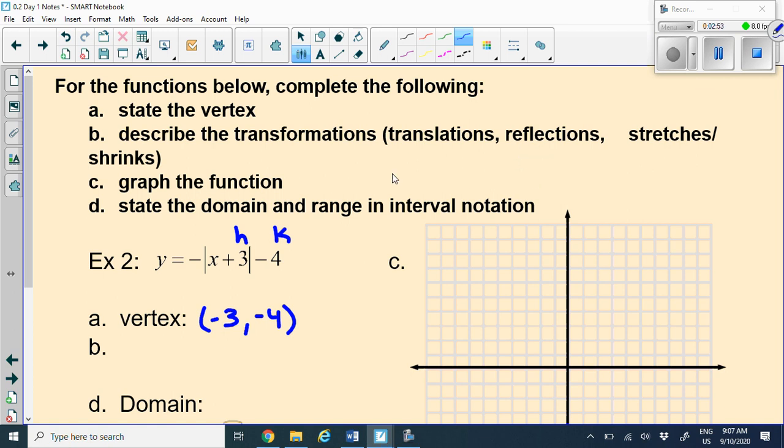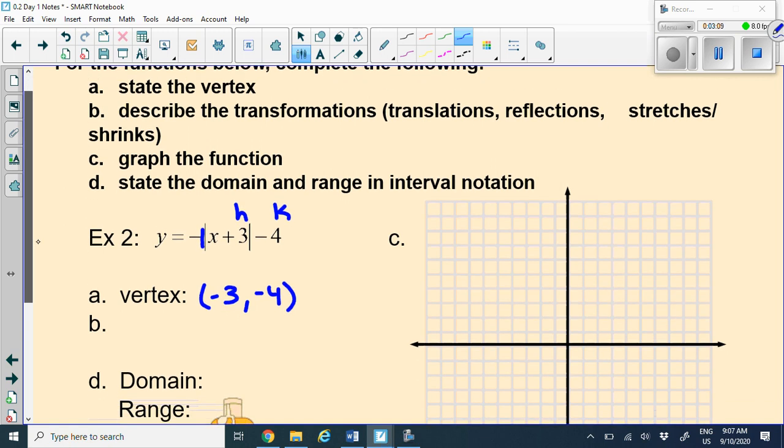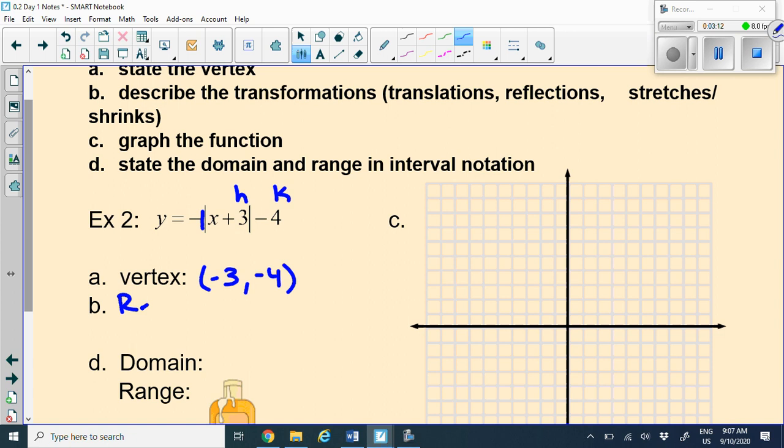To know if there's a reflection, we have to see if our a value is negative. Well, we do see a negative sign in front of our absolute value, so that means we do have a reflection. Now, though we don't see a number, that is going to be 1, so we have a negative 1. So what we're going to say is we are going to have a reflection. And you do need to state over what? We're always going to state over the x-axis.